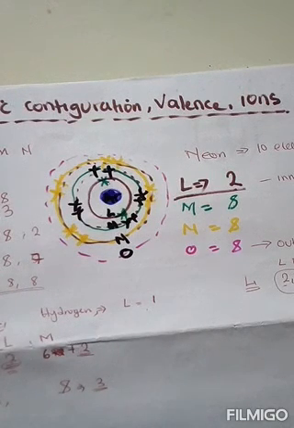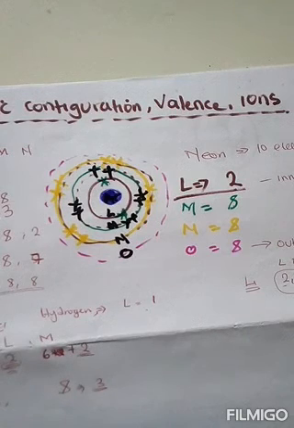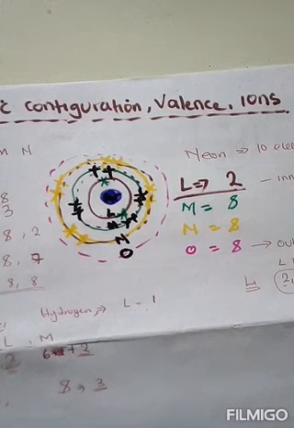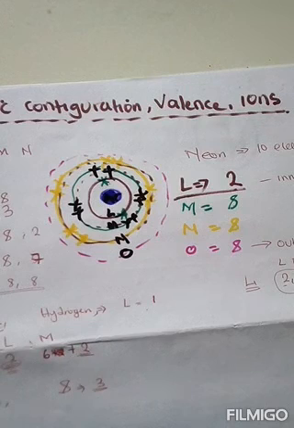Okay, so if an element gains 2 electrons, then its valence is 2. If it gains 3, its valence is 3. But if it loses 2, its valence is 2. So valence is simply dependent on how many electrons you can lose or gain.